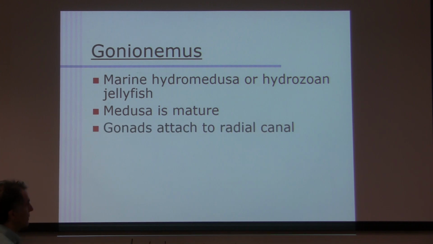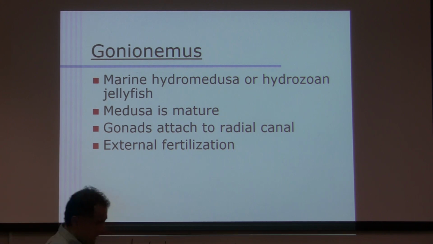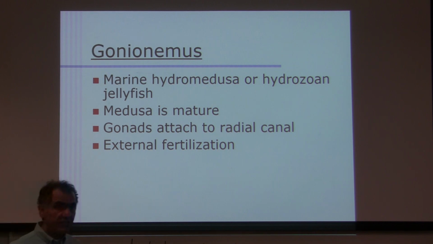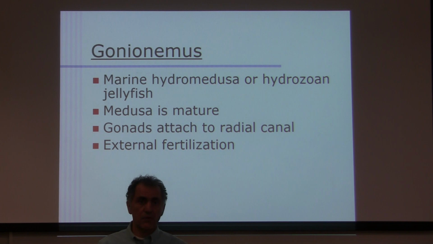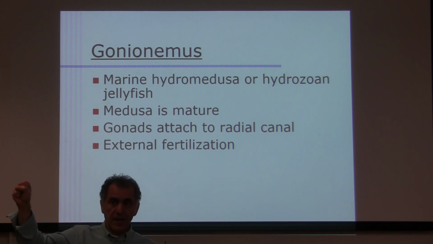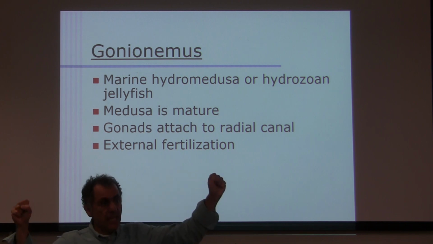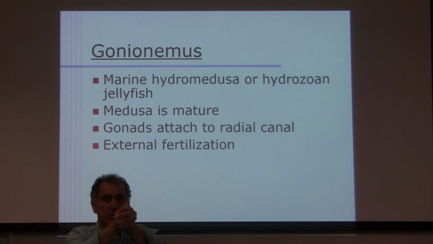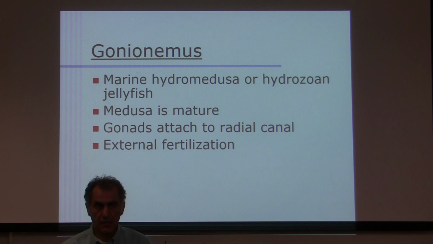Gonads attached to the radial canal. I should show you the radial canal, or the canals right here. They call this radial canal. And then external fertilization, just like most fishes. This is not a term you had so far. External fertilization means the male releases the sperm, the female releases the egg, and the egg and sperm meet each other in the water. That's called external fertilization. A lot of fishes do it that way. Okay, so that's what that is.